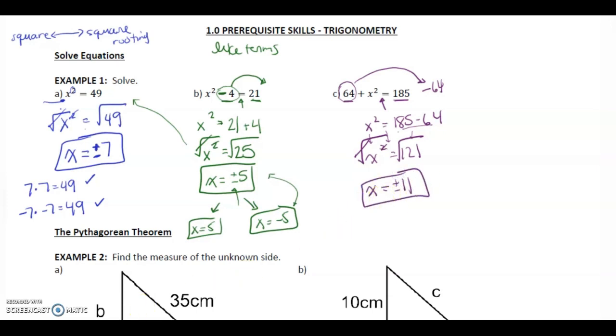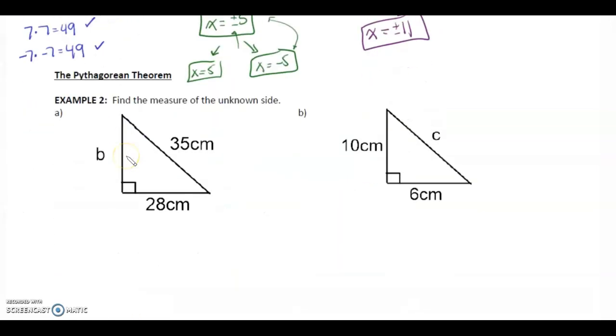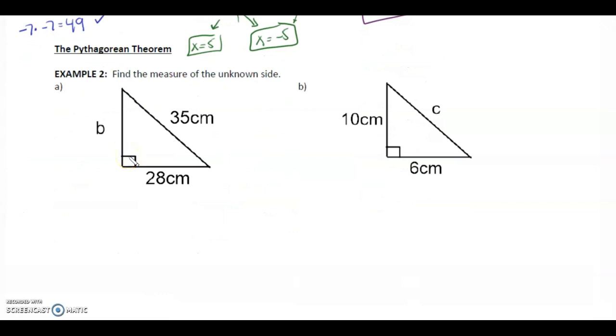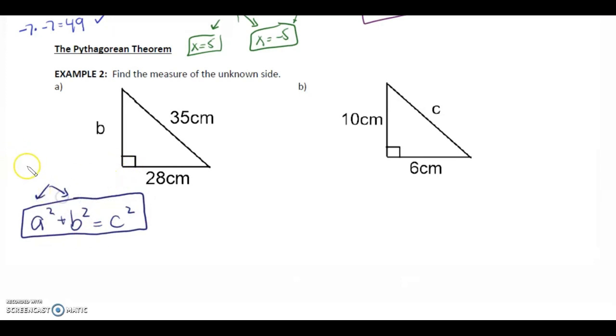Okay, now let's review the Pythagorean theorem. Okay, so just to write out Pythagorean's theorem, the equation is a squared plus b squared equals c squared. Okay, we've been seeing this since about grade 8. And a and b are called the legs. That just means the two legs that meet at 90 degrees.